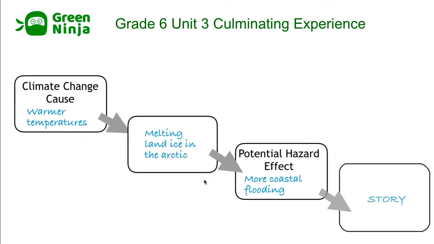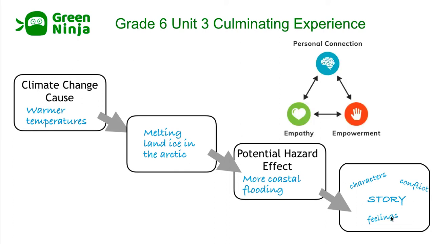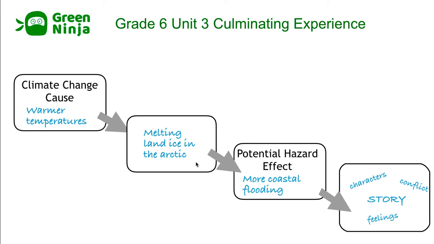But that's not all. We don't want a dry informational text just about the science. We want them to convey the science through a story so that it shows how this hazard creates conflict for the characters. How do they feel as a result of these changes? Creating this empathy is not only important for empowering students to become environmental leaders, but research shows that it also helps solidify the learning of the science.